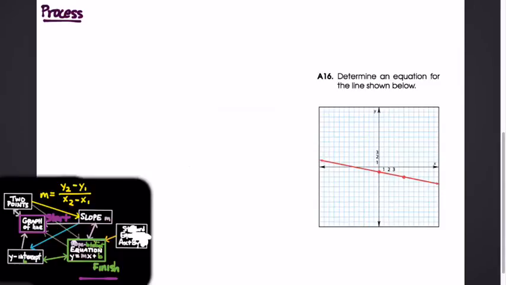We're starting with the graph of a line in the purple square. We're trying to finish with a slope-intercept equation for that line in the green square. So what did you do? How did you begin this process? Someone give me their first step.